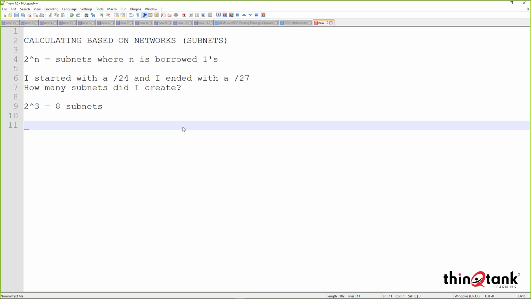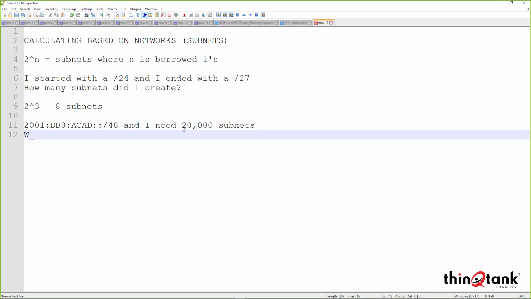How about this? I have a 2001:DB8:ACAD:1::/48, and I need 20,000 subnets. What mask would I use?